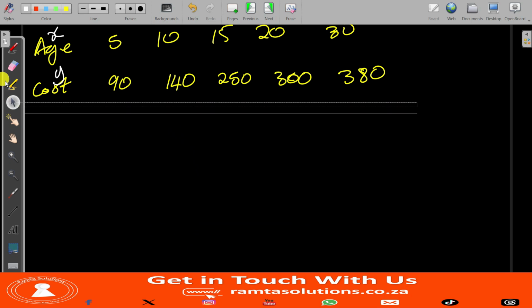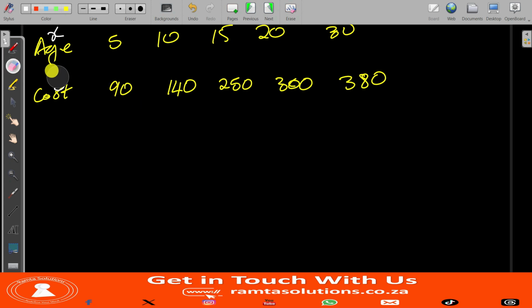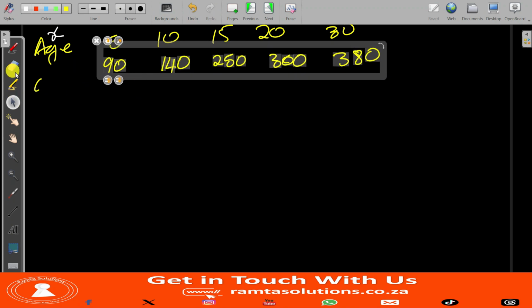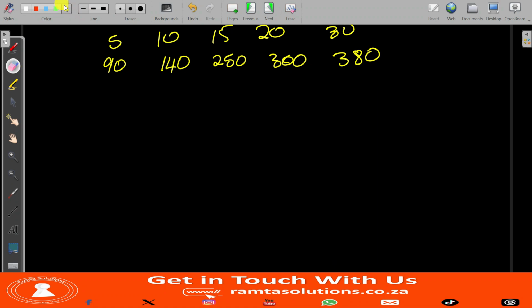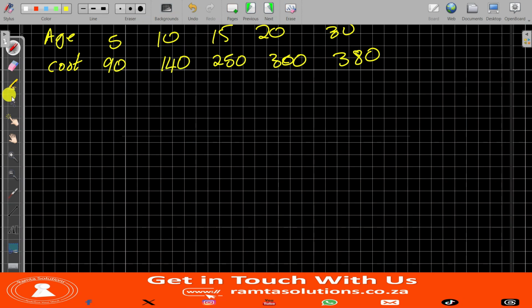Now, let me remove this y and redraw, say, cost. The writing is too big, so let me just move it. I'll write it later. Let me also remove this. So I'm going to say this was age and this is cost. So I'm going to try to draw. Let me use this. I'm using a grid. Let's see now what happens.